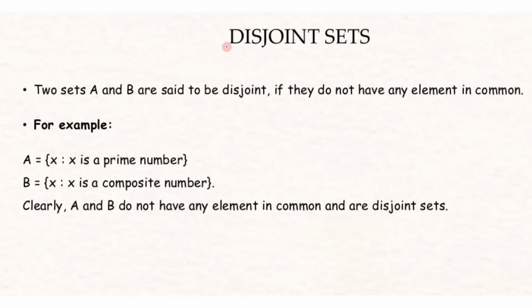We have another category, disjoint sets. So what are disjoint sets? Two sets A and B are said to be disjoint if they do not have any element in common. So suppose we have a set A whose elements are 1, 2, 3 and 4, and we have another set B whose elements are 1, 2 and 3. These sets have some common elements, so they are not disjoint sets.